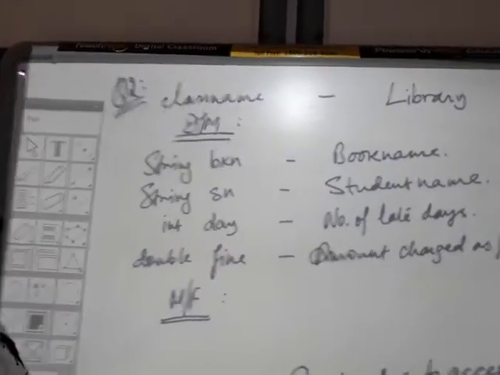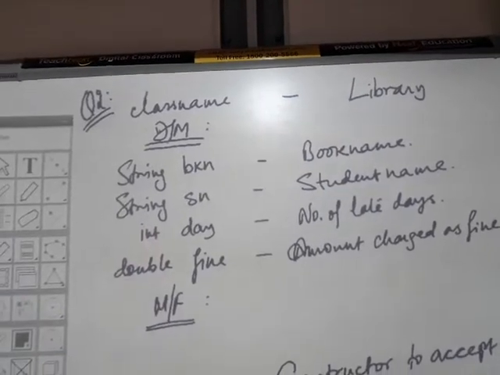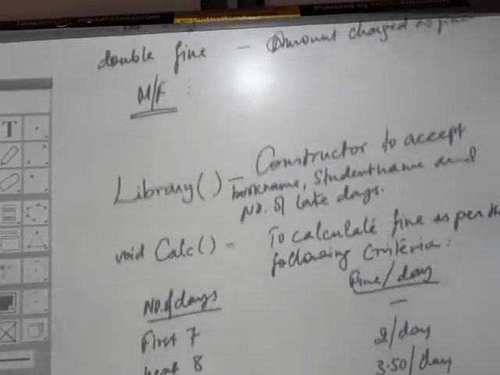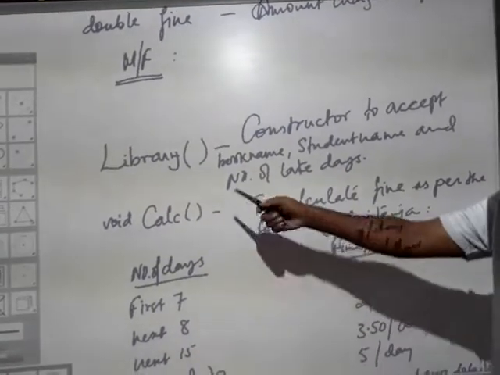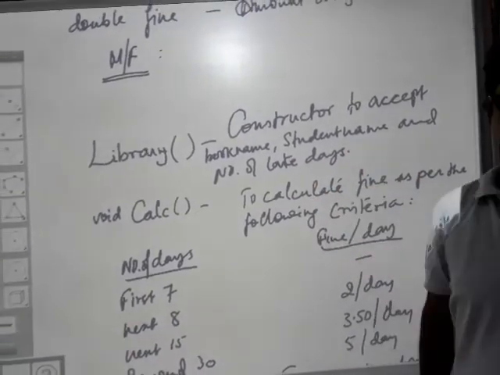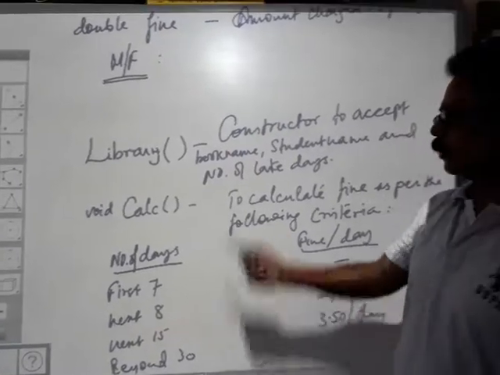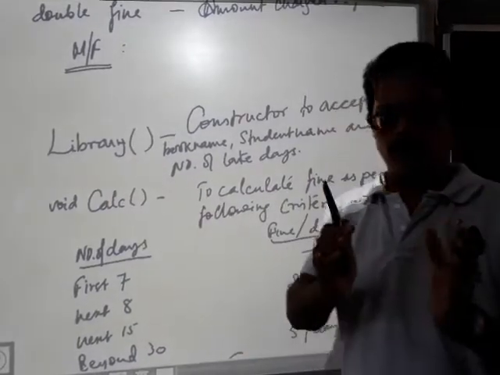The second question is the same question, however there is a minor change. This minor change is only with reference to the constructor. There we had a constructor that was taking the initial values. Here we have a constructor to accept the book name, student name and the number of late days. In the previous question there was a separate function called input function that was responsible for accepting. Here we have a constructor that is responsible for accepting the values.